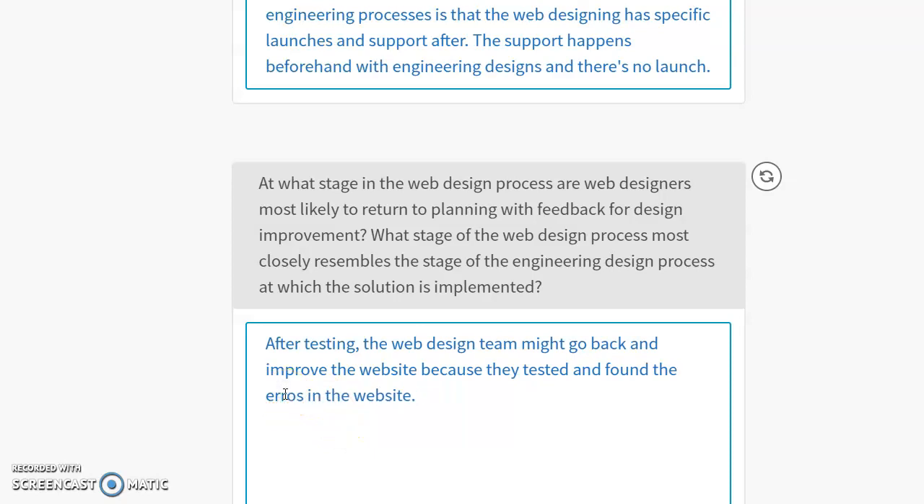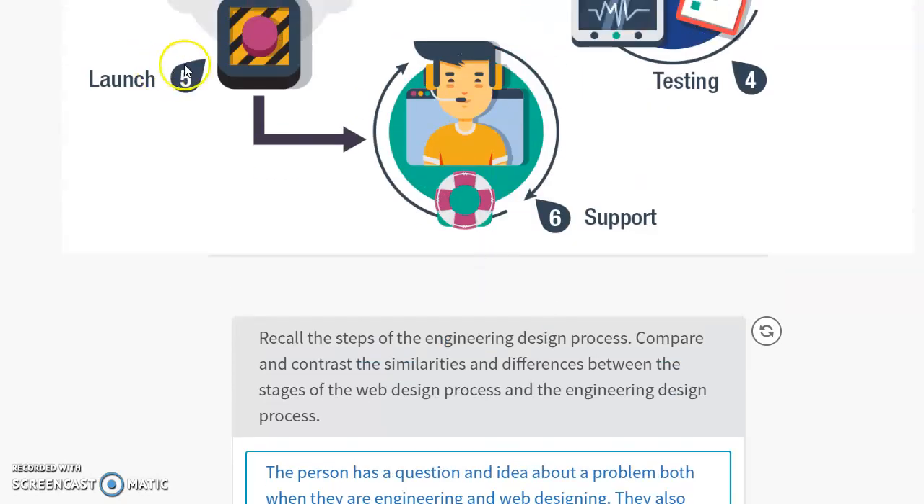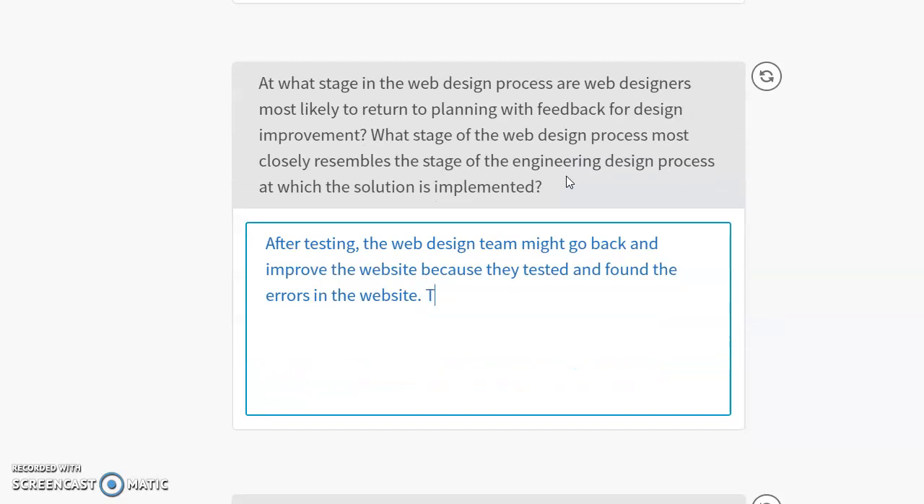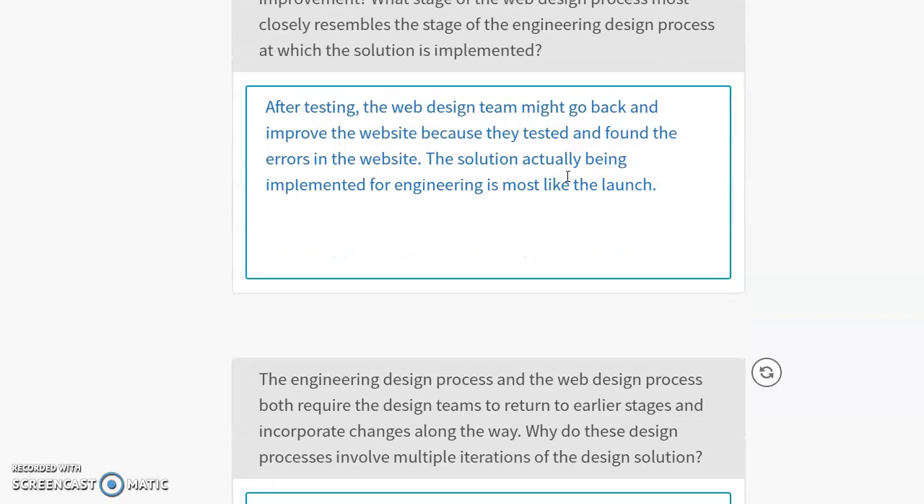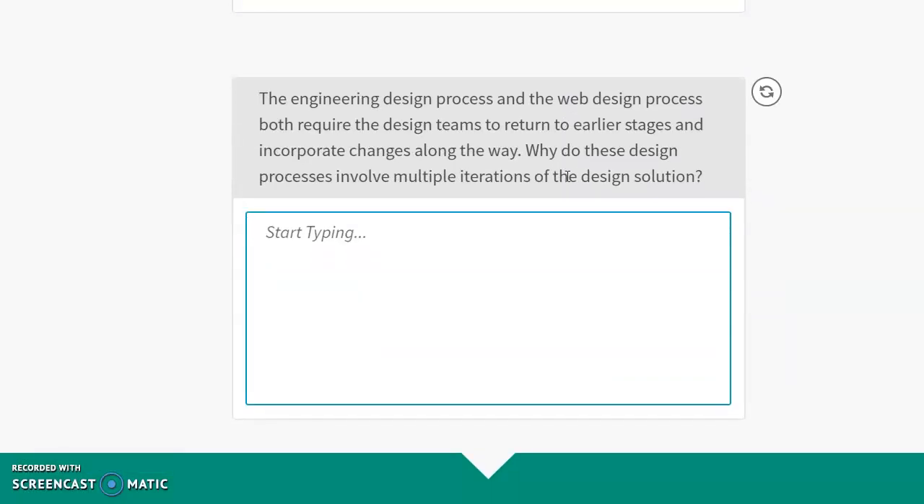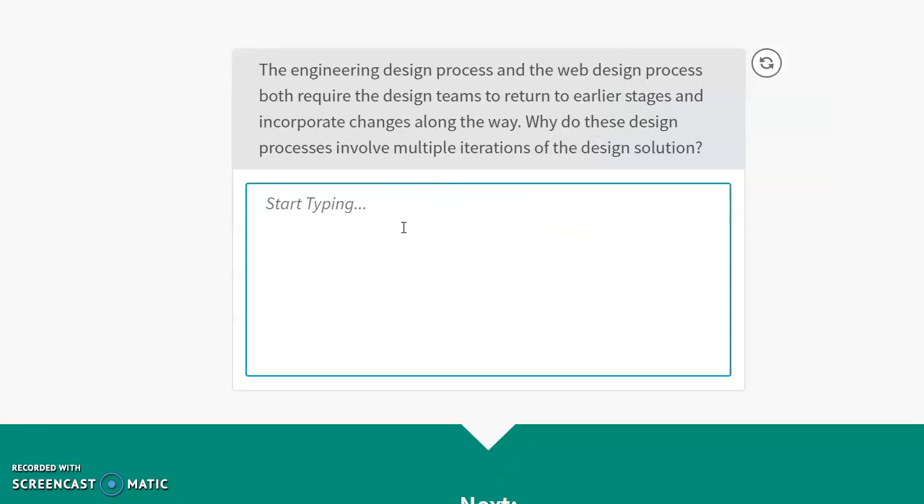What stage most closely represents that? We said the testing stage. What stage is closely showing where the solution is implemented? Okay, that's the launch. The solution actually being implemented for engineering is most like the launch. They officially decided on that. The engineering process and the web process both require design teams.